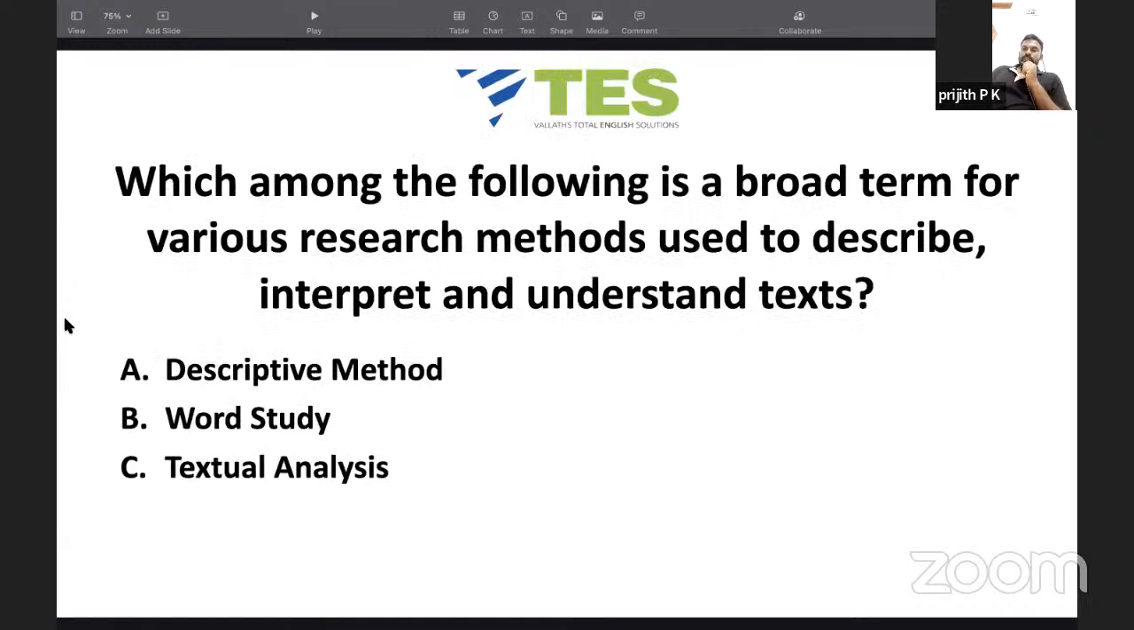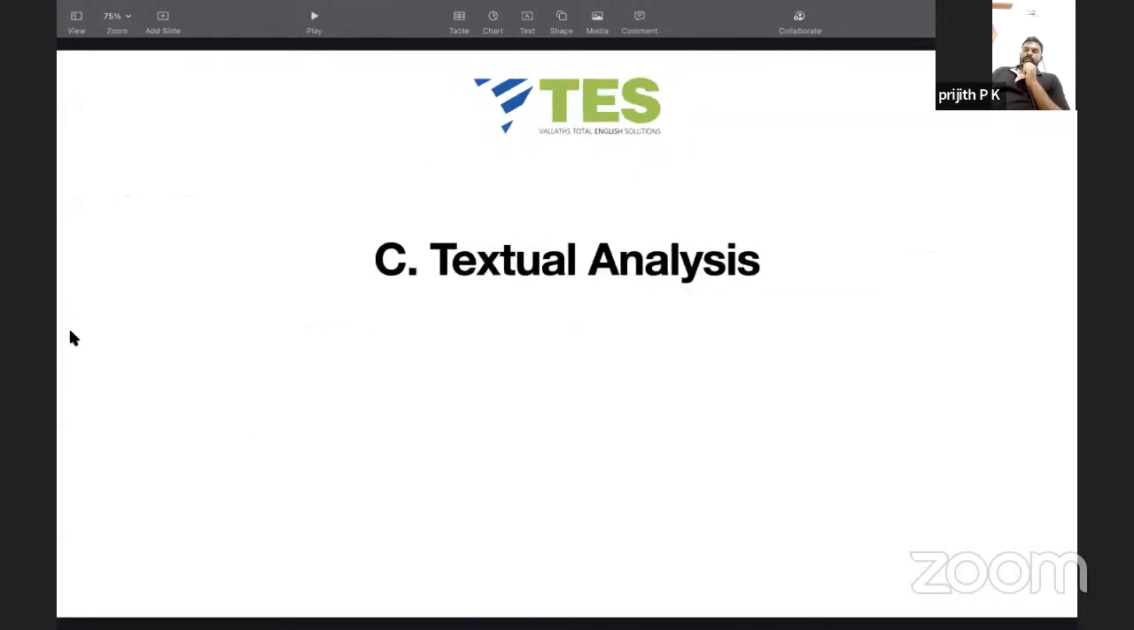Next question. Which among the following is a broad term for various research methods used to describe, interpret, and understand text? Options: descriptive method, word study, textual analysis. The broad term is textual analysis.